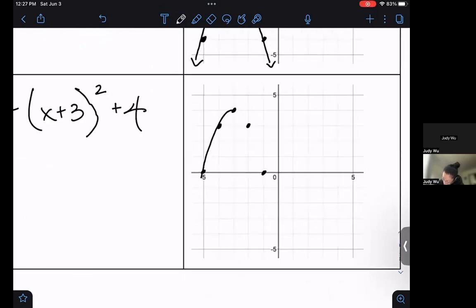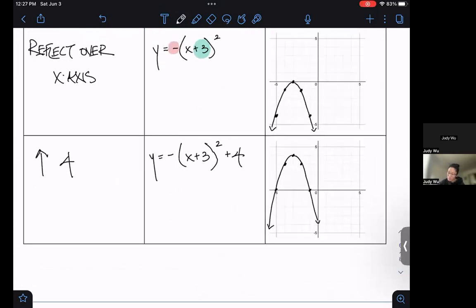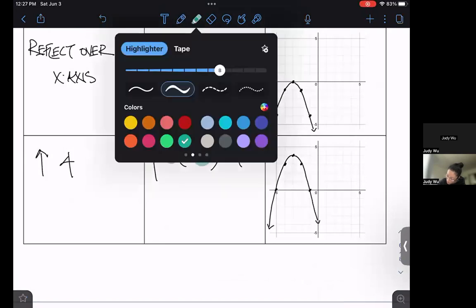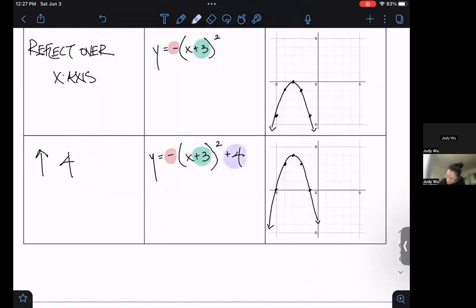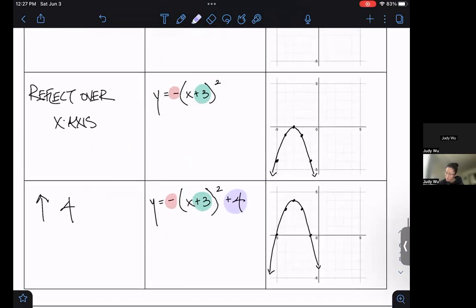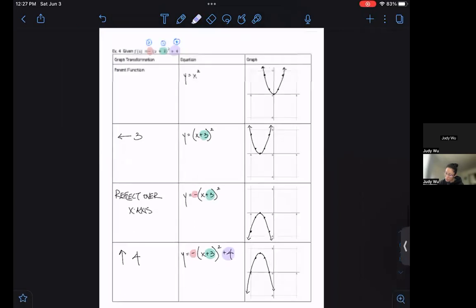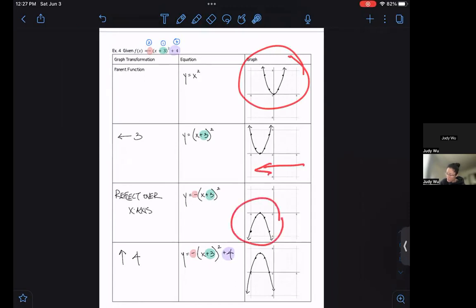And now I've got my final picture. So I've got my negative A, my shift to the left 3, and my vertical shift or translation up by 4. Okay. And if we look at all the pictures here, we can see we have our parent function. We moved it to the left 3, we reflected it, and then we moved it up 4.